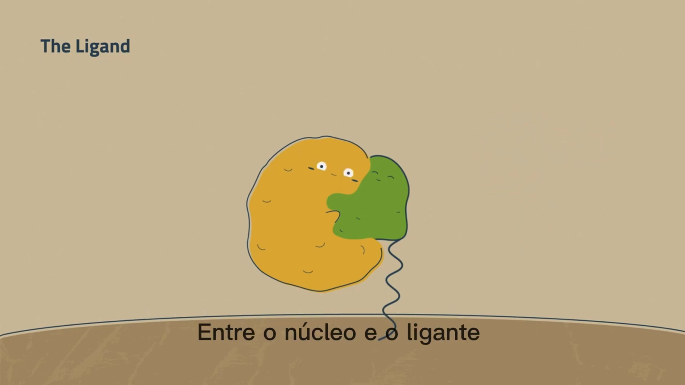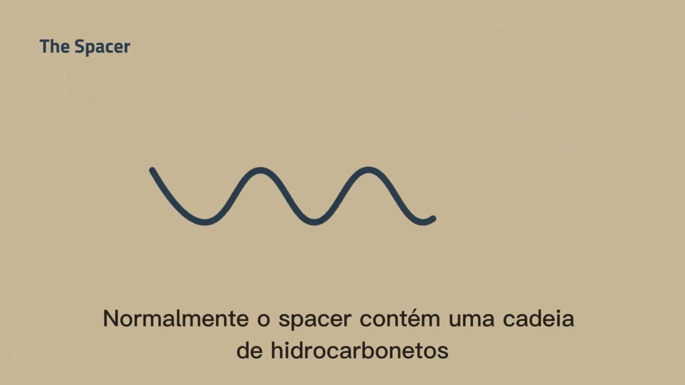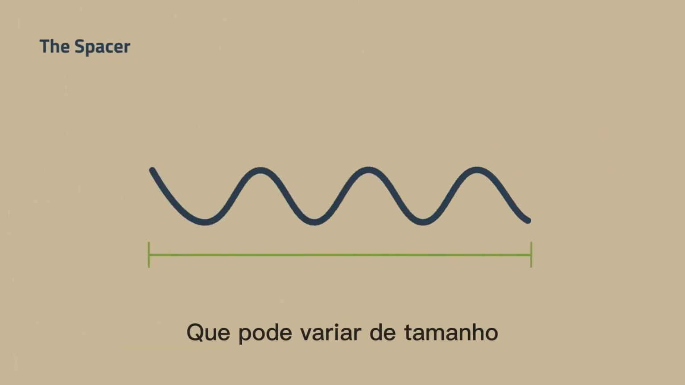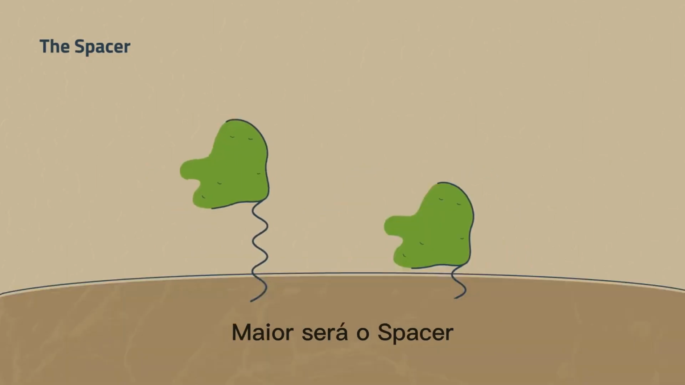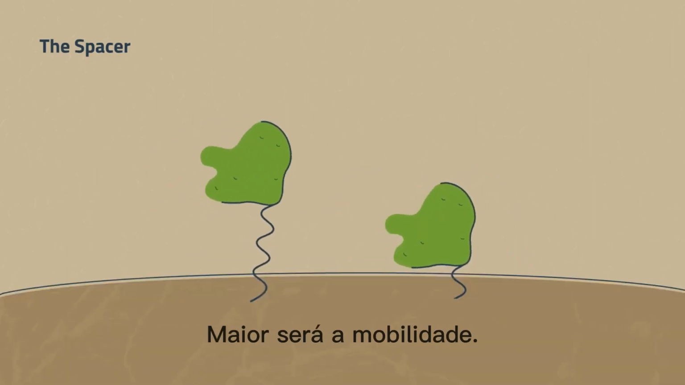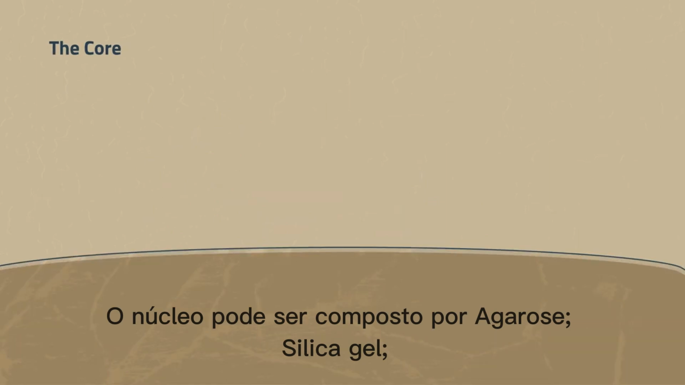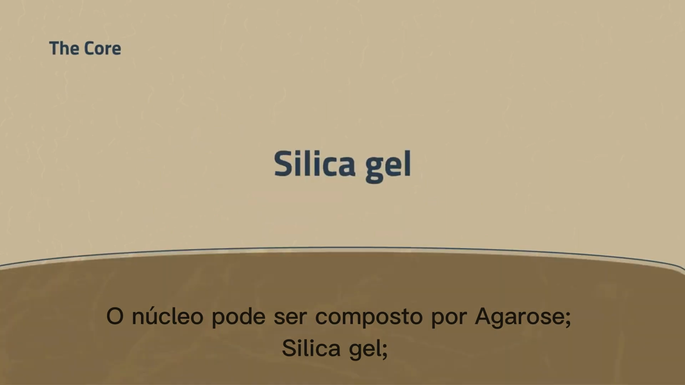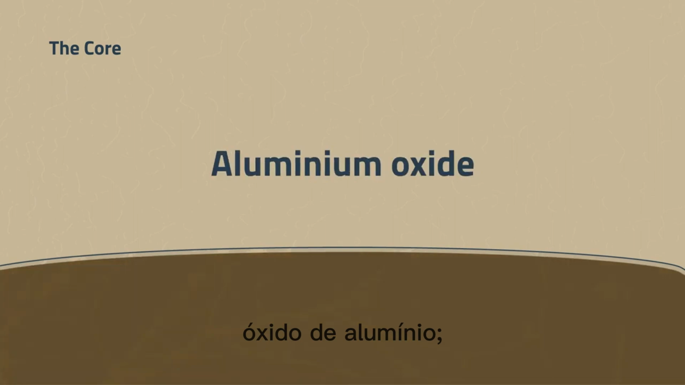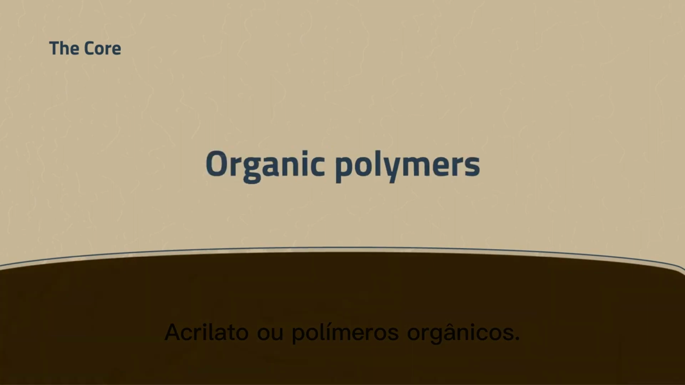Between the core and the ligand, you will find a spacer. Typically, the spacer contains a hydrocarbon chain that can vary in length depending on its chemical origin. The longer the spacer, the higher its mobility. The core can be composed of agarose, silica gel, aluminium oxide, acrylate, or organic polymers.